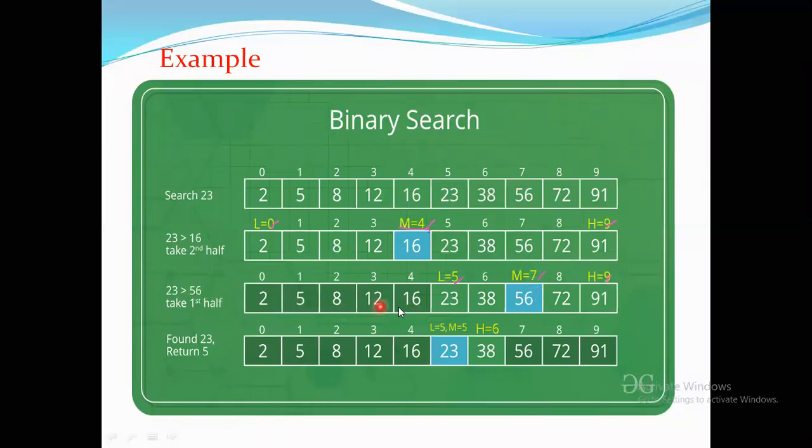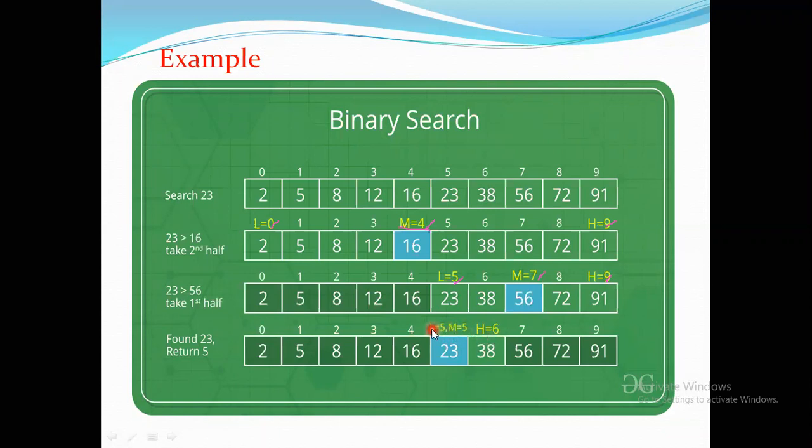We compare the 56 with respect to the 26. Are both equal? No. So the middle element is greater than the key. Then modify high by middle minus 1. Then the high becomes 6 and the low is 5.